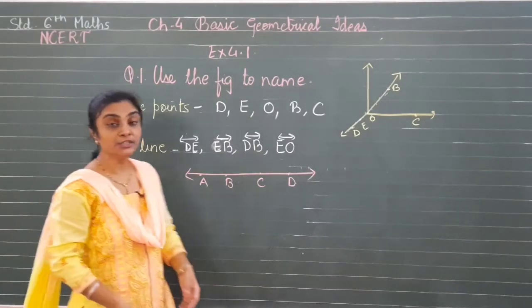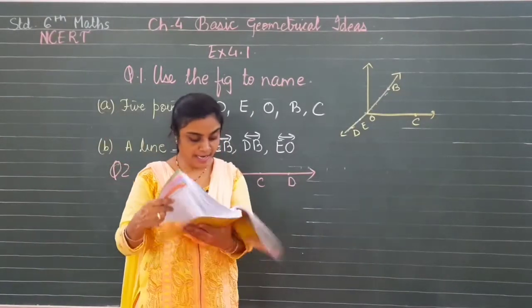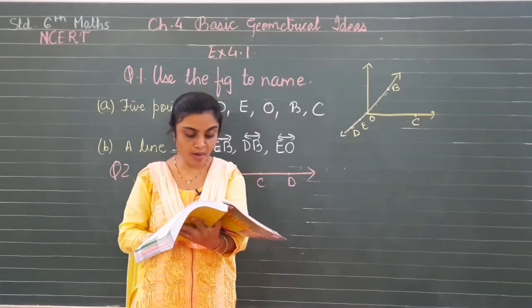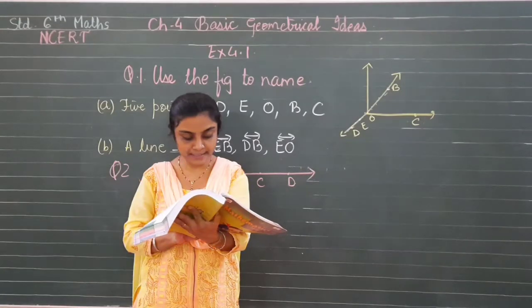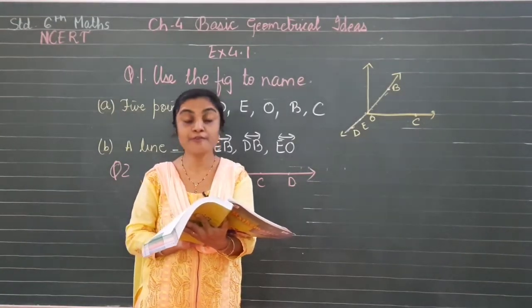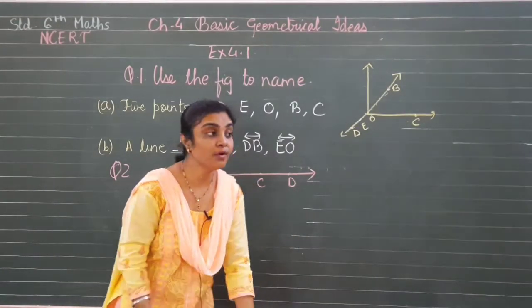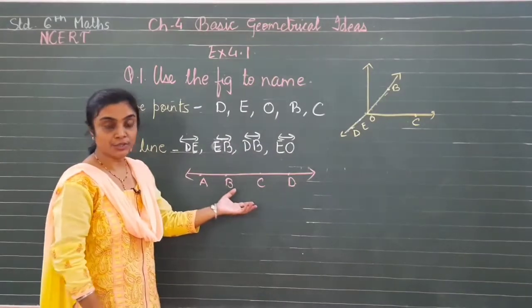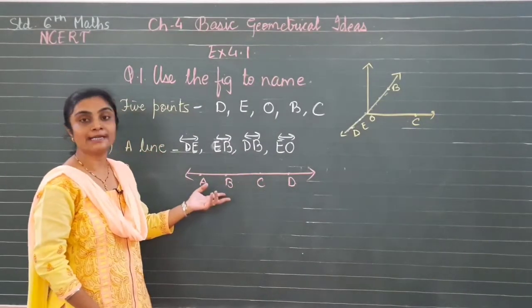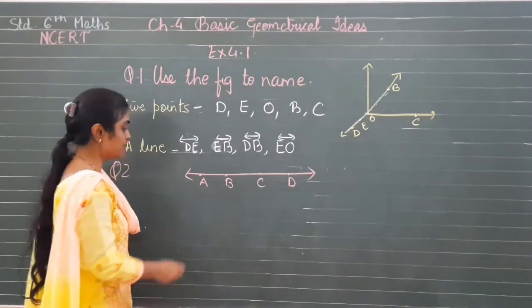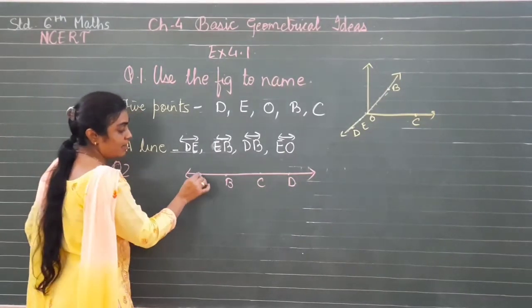Now question number 2. Name the line given in all possible 12 ways, choosing only 2 letters at a time from the 4 given. Now a line is given to you, A, B, C, D. We have to choose 2 letters and make the line in 12 possible ways.